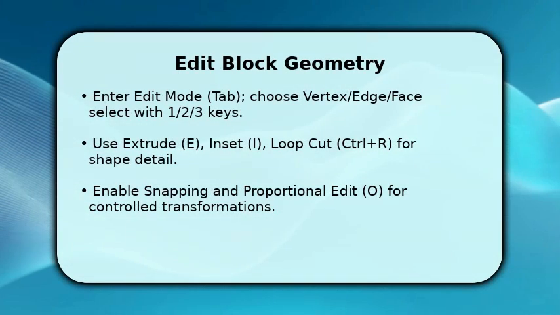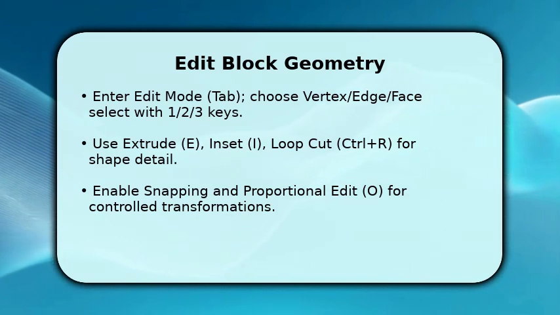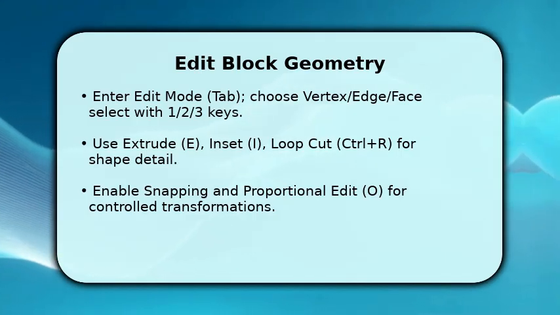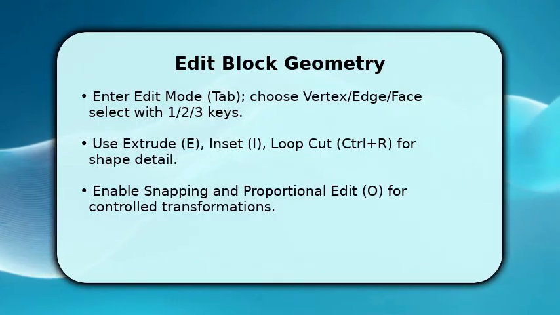You now refine the block by entering edit mode with Tab and picking vertex, edge, or face select via 1, 2, or 3. To add geometry, use extrude E on a face to pull new faces out, and inset I to create an interface. For more control, add loop cuts with Ctrl+R and slide them into place.